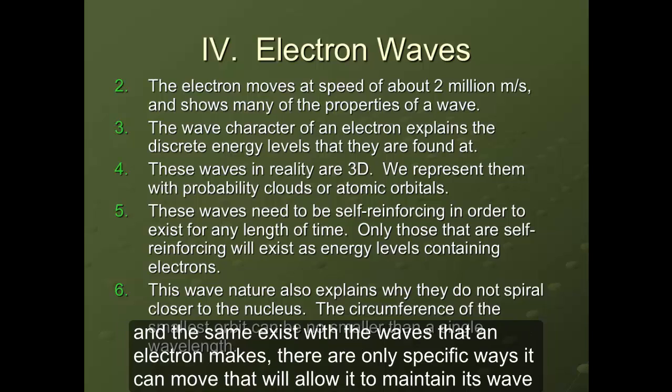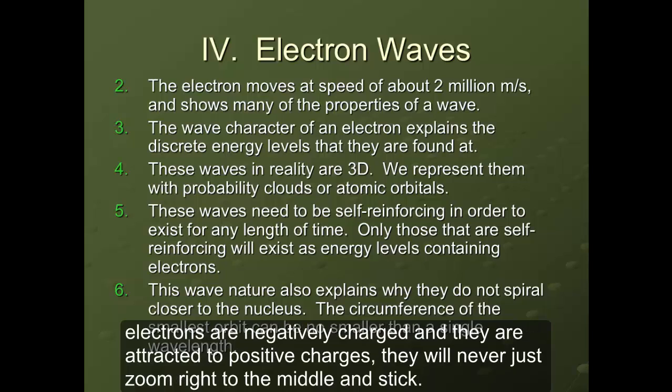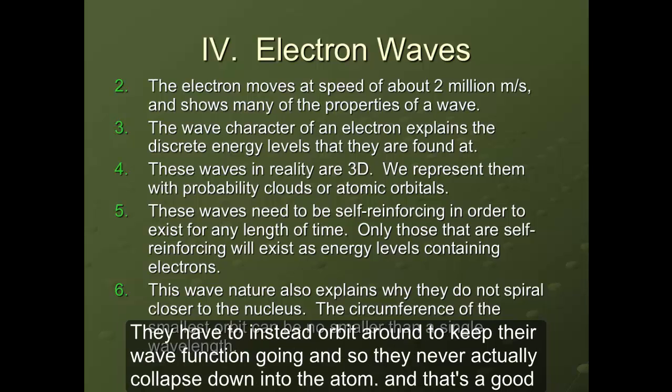And the same exists with the waves that an electron makes. There are only specific ways it can move that will allow it to maintain its wave properties. And so because of that, even though we've got this nucleus that's full of positive charges, electrons are negatively charged and they are attracted to positive charges, they will never just zoom right to the middle and stick. They have to instead orbit around to keep their wave function going. And so they never actually collapse down into the atom.